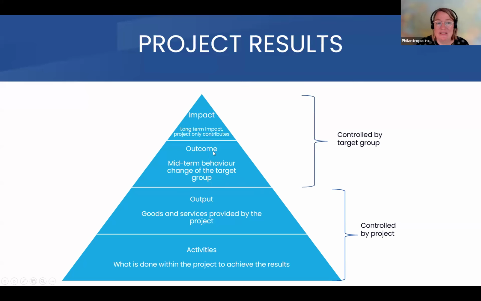The outcome, as I said, describes the midterm behavior change of the target group, and the impact is the long-term result, the long-term impact that the project only contributes to. And that usually is a change on the society level, so very, very high level, some big goal that your project only takes a little step towards. So these are the results, and this describes what the changes are that your project wants to achieve.